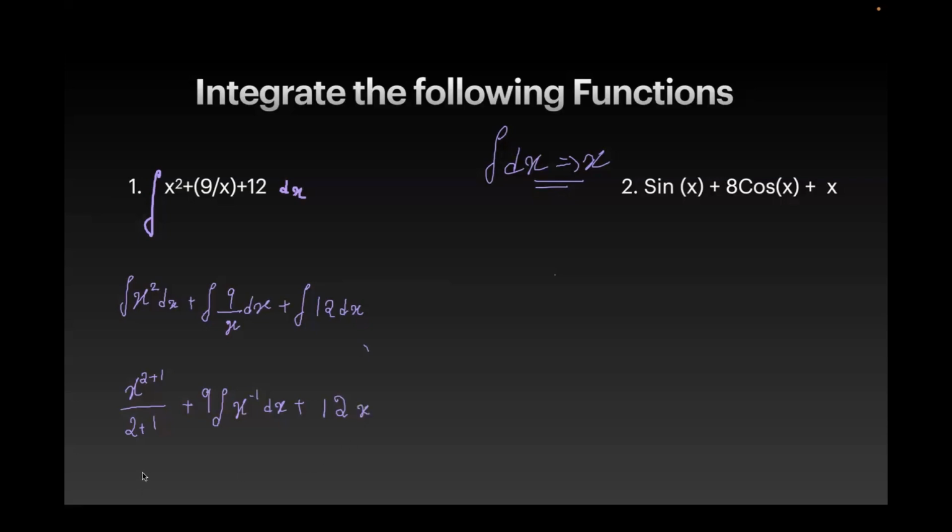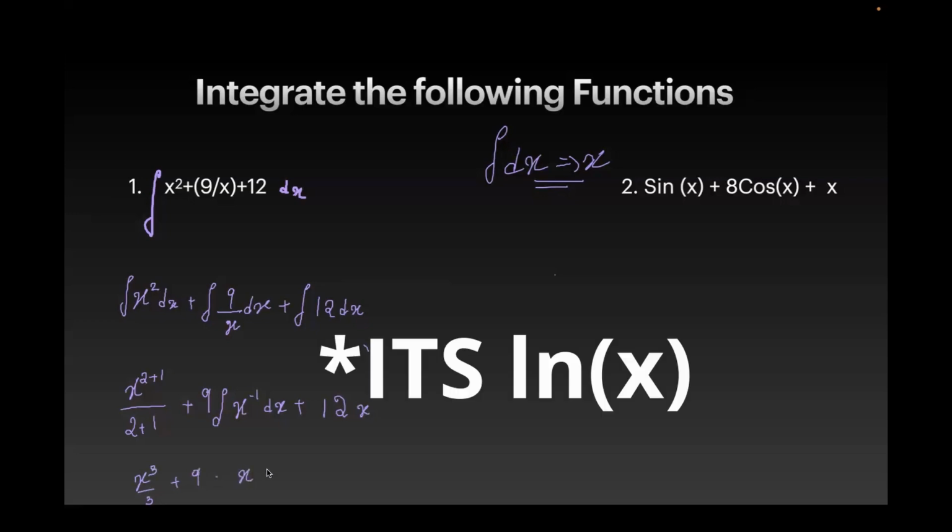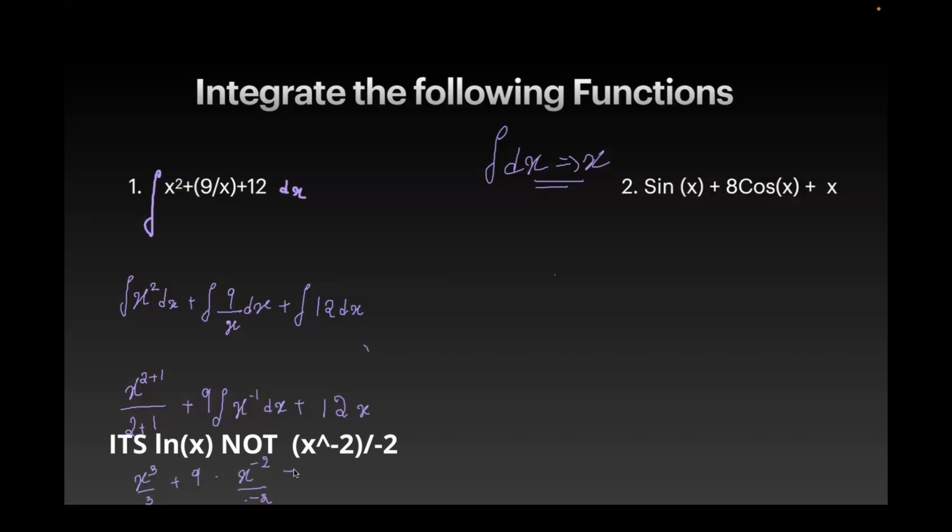Now, what is it? x cube divided by 3 plus 9, shall I write it directly? x power minus 1, which is minus 2, divided by minus 2, plus 12x. That's it. Try the second question on your own. Okay, let us solve the second question.